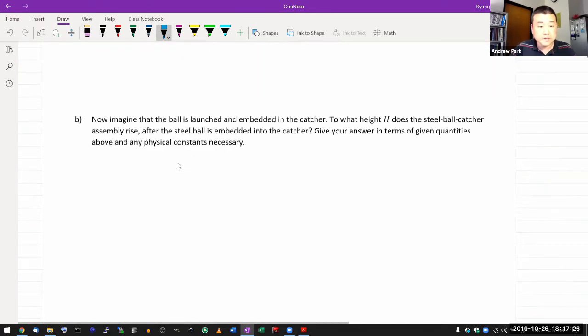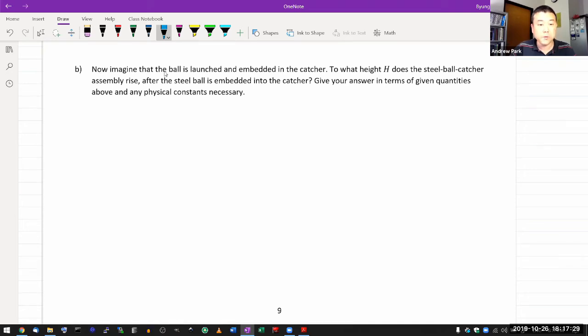So it says now imagine the ball is launched and embedded in the catcher. To what height h does the still ball catcher assembly rise? So this is exactly the same setup as your ballistic pendulum lab. And what I want you to remember is that neither the energy nor the momentum is conserved from the very beginning step to the final step of the catcher rising.